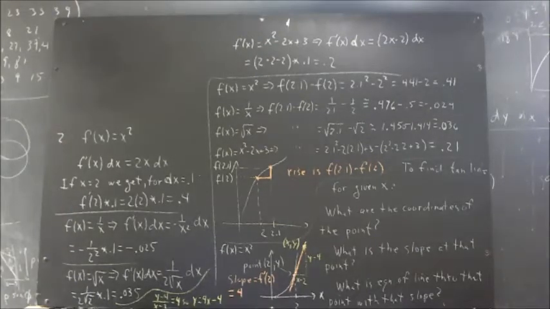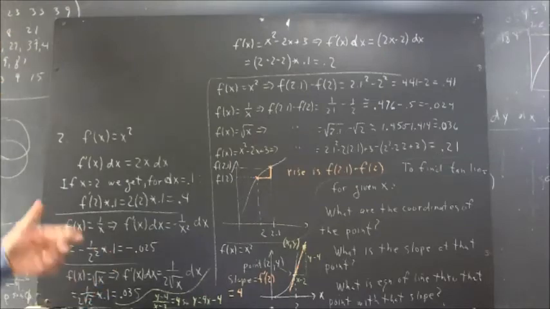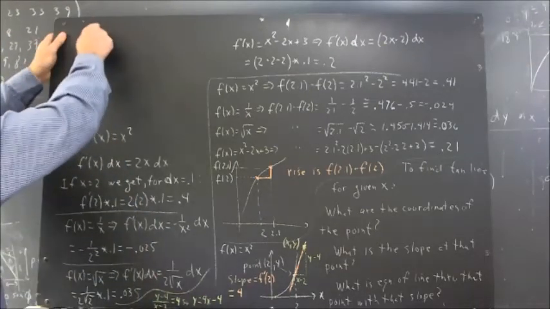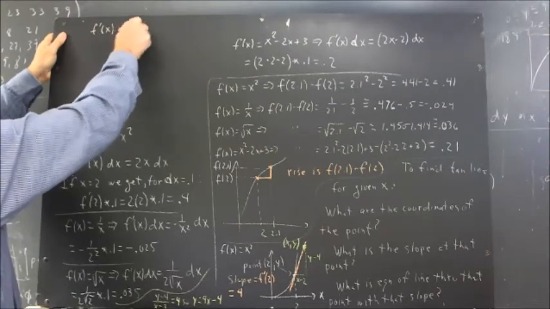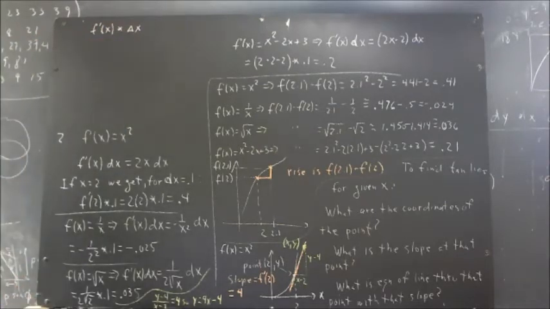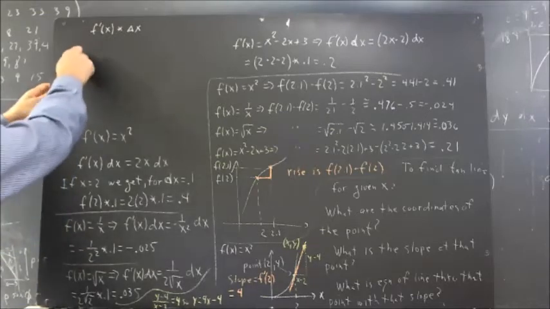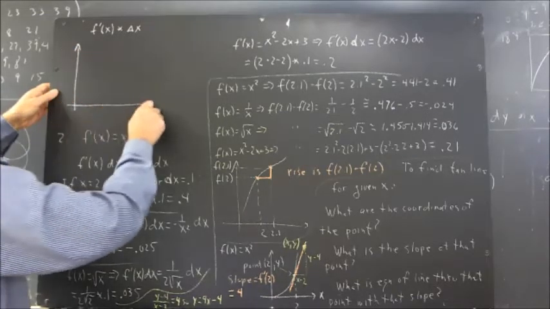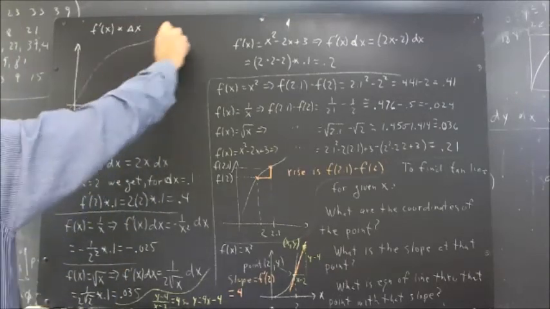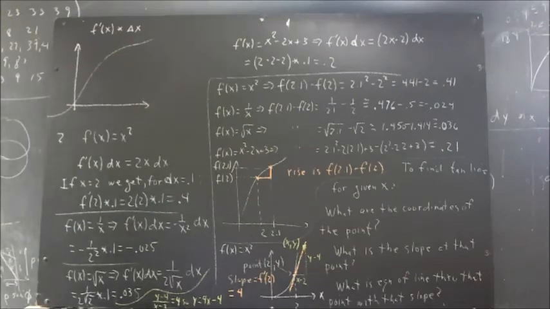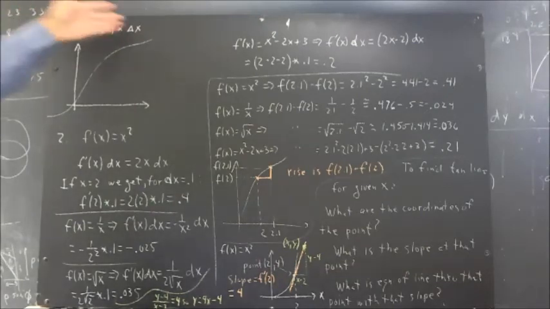So the first question asks us to draw a graph that represents the meaning of the term f prime of x times delta x. So we can draw a graph, and it's probably useful to draw the coordinate axes, and we can draw any kind of curve we want. Okay, draw this curve. And we want to show this at a point.